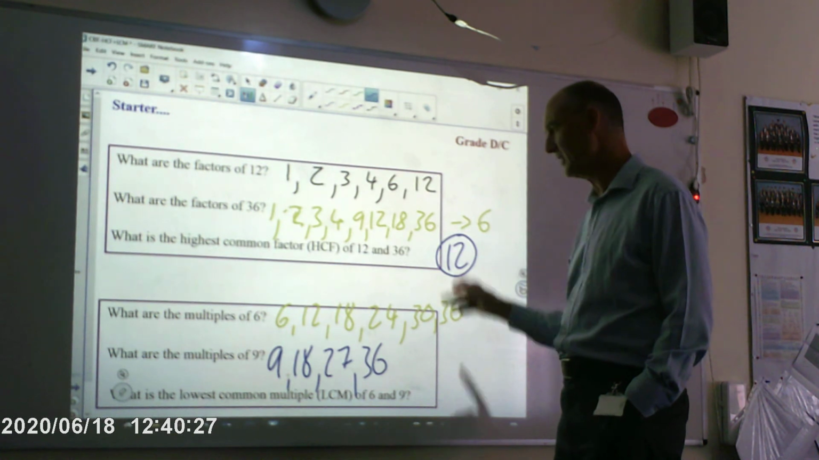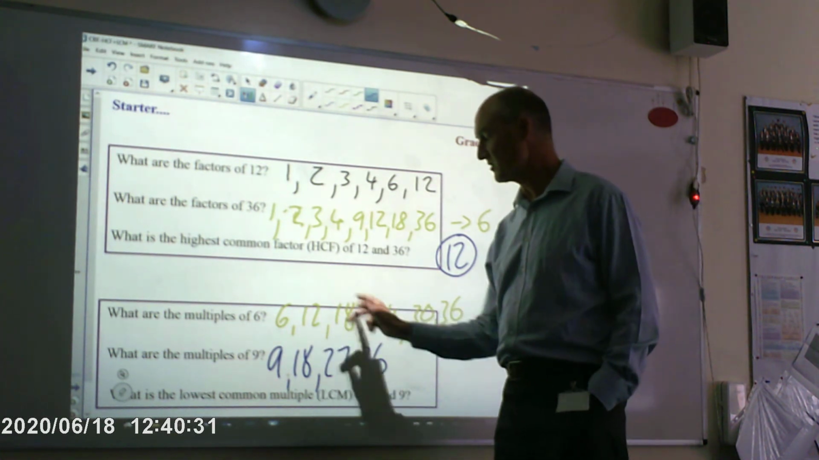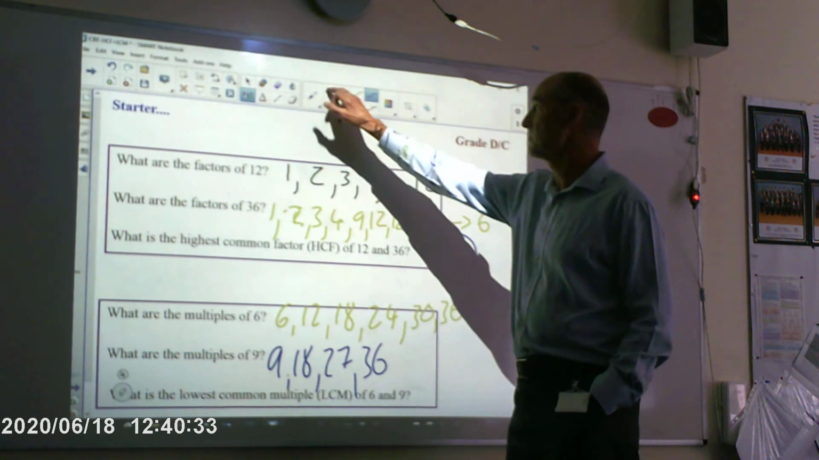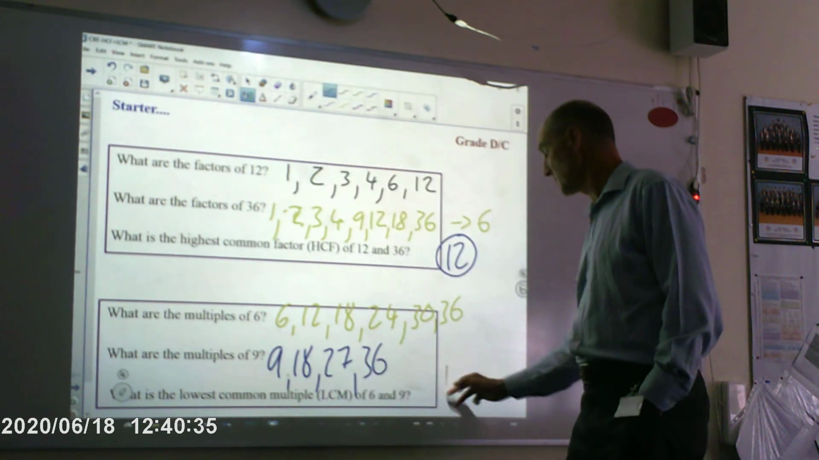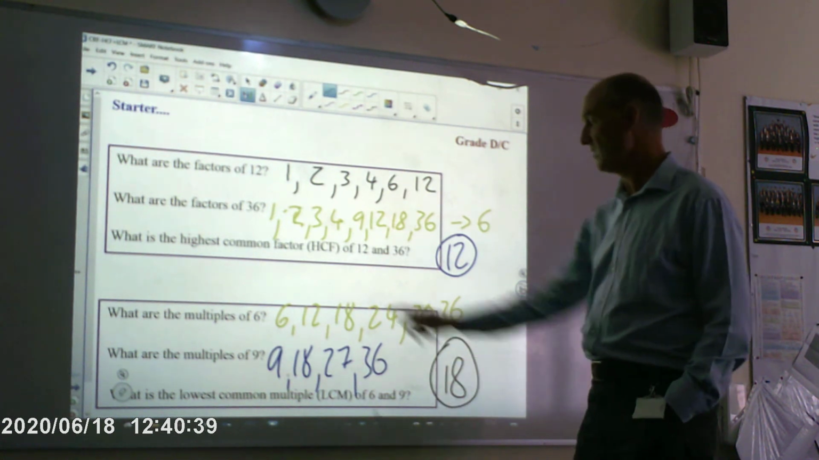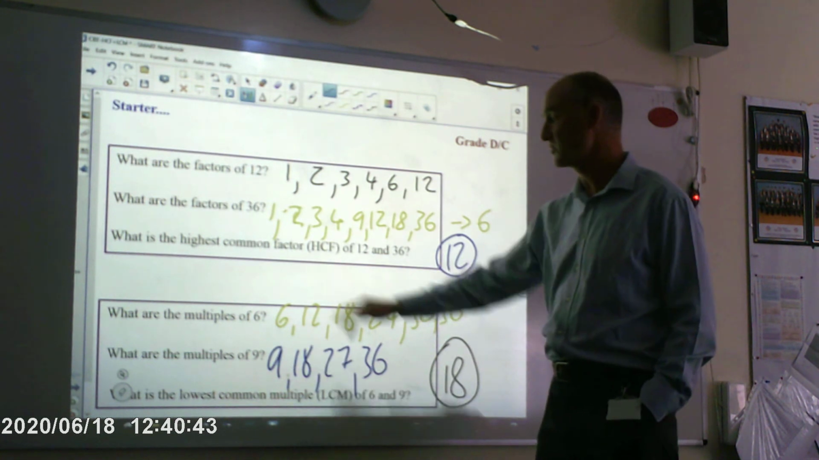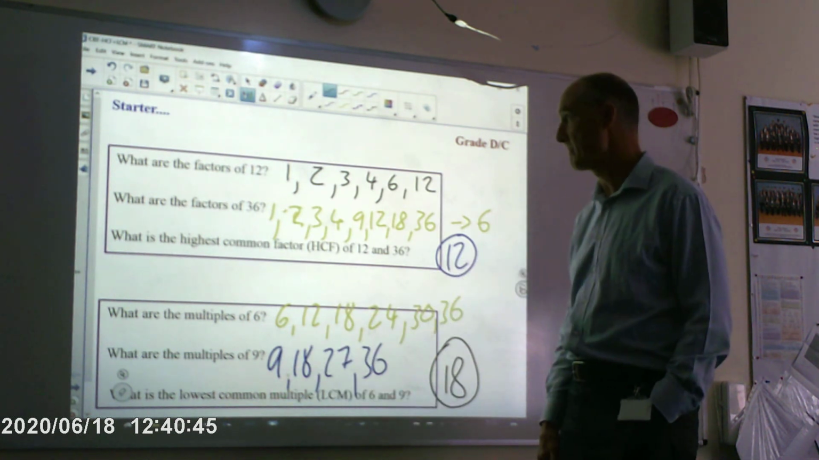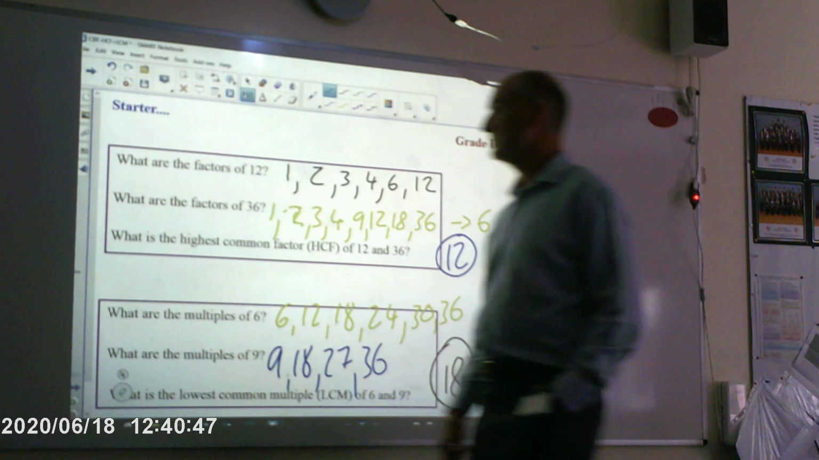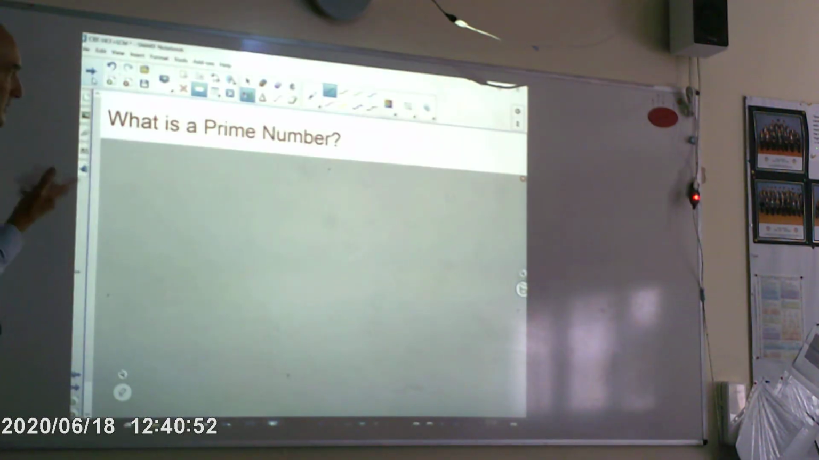But that's not the lowest common multiple. The lowest number that appears in both times tables is actually 18. So the lowest common multiple is actually going to be 18. The lowest number that appears in both the 6 times table and the 9 times table. Okay, that's a starter. A little bit of revision here.